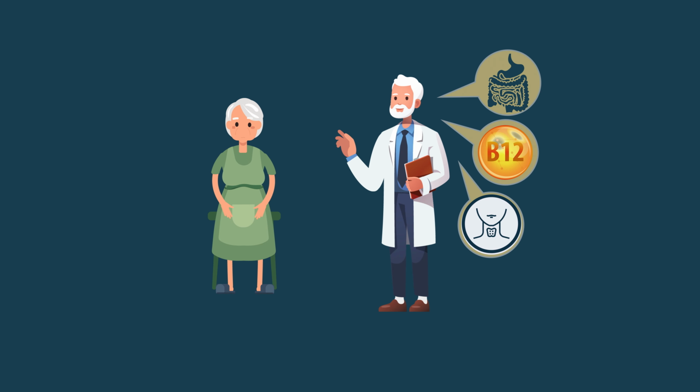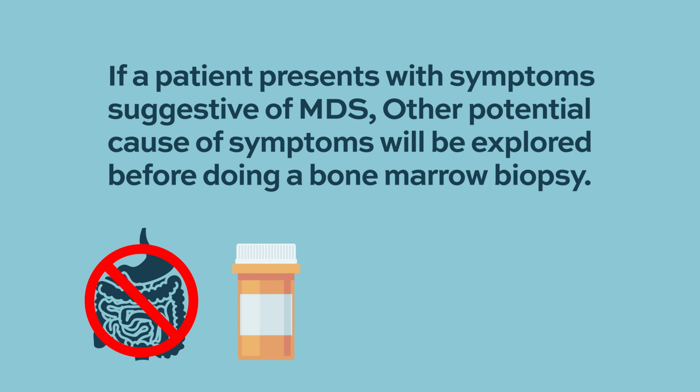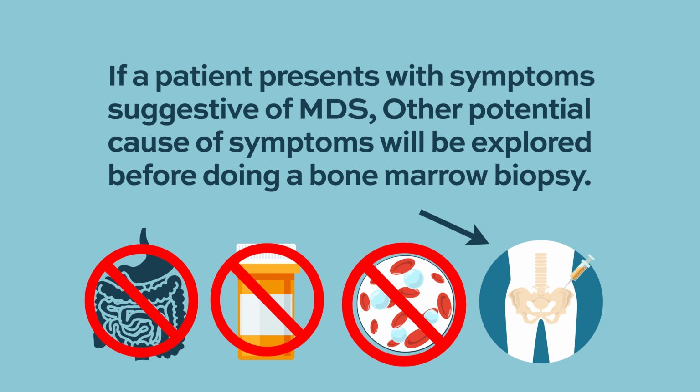I might check for vitamin deficiencies, vitamin B12, folate, iron deficiencies. Those are associated with anemia, particularly in older adults. I might think about thyroid tests or autoimmune disorders that can be associated with anemia. I'm going to eliminate all of those as possibilities before I then say this person should see a hematologist and get a bone marrow biopsy.